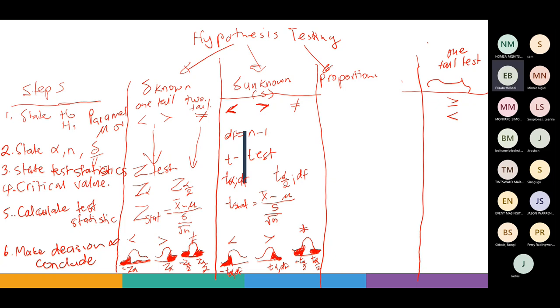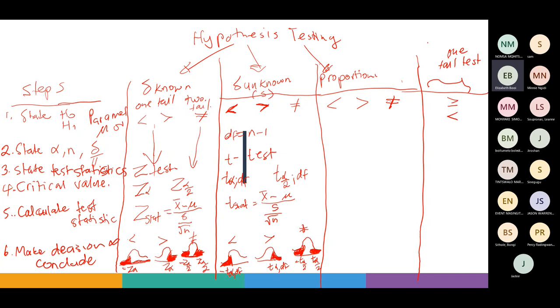Now, when it comes to the proportion, a similar thing happens. You're going to do it for one tail, whether it's on the left-hand side or the right-hand side, lower side, upper side, or when it is not equal. And because this is Z, the only things you're going to find are alpha, the n and the proportion.